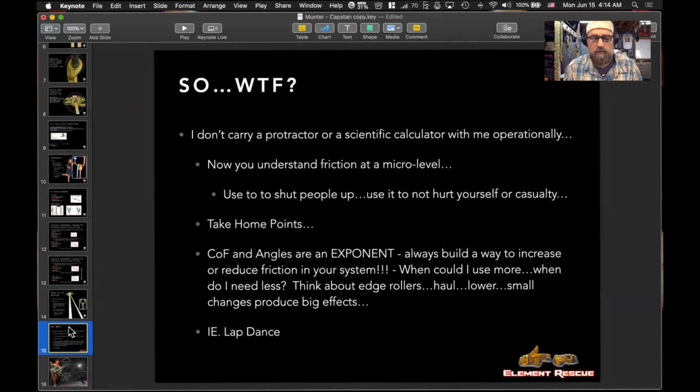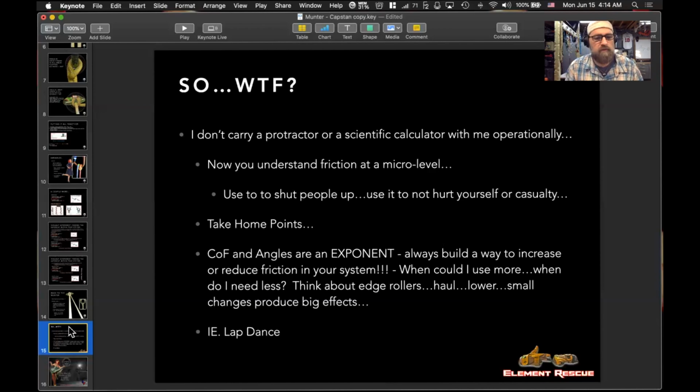You probably will be fine, but definitely go out and play around with this. Use it to shut people up. Use it not to get more complex or complicated in the way that you rig. Use it to not have to carry more crap with you that you don't need. And use it not to hurt yourself or your casualty.